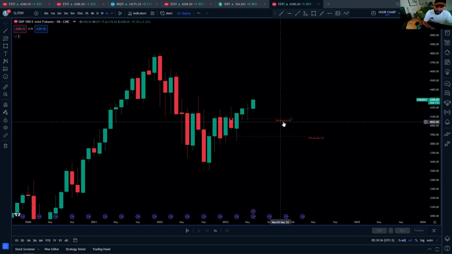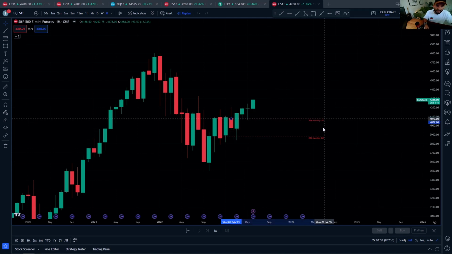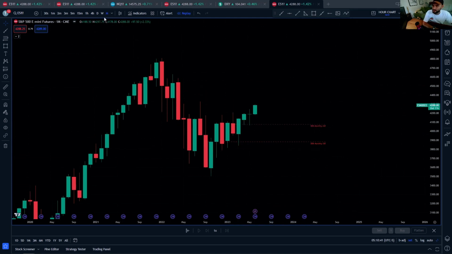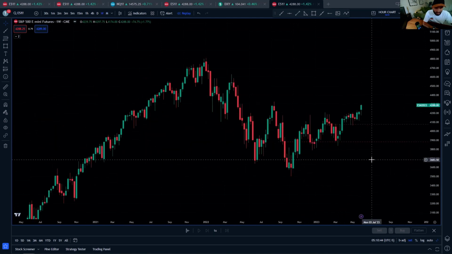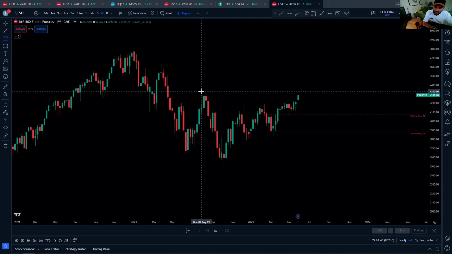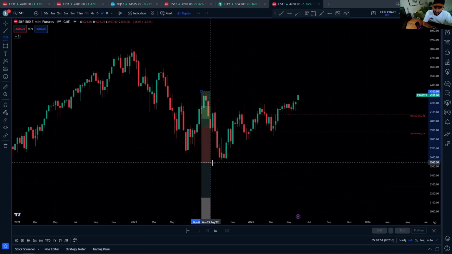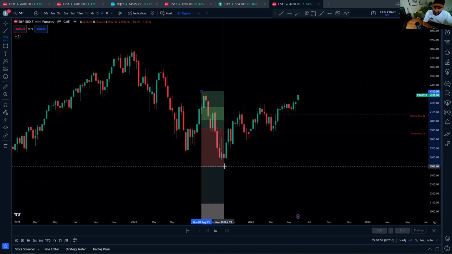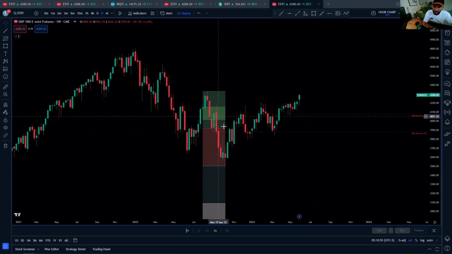Price has run down to equilibrium and price is expanding higher. Now we can jump down onto the weekly. Now on the weekly, we can start looking at dealing ranges. And if we are an intraday trader, which I imagine the majority of us are, then we can look at this dealing range, because this is the dealing range that we are currently working inside.